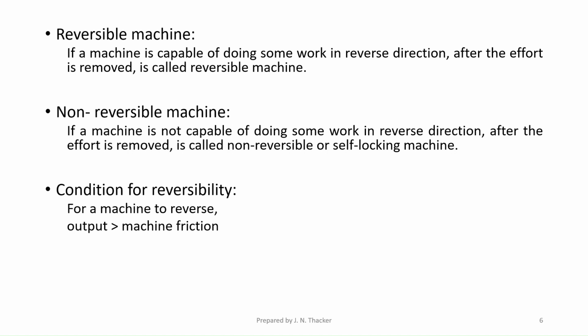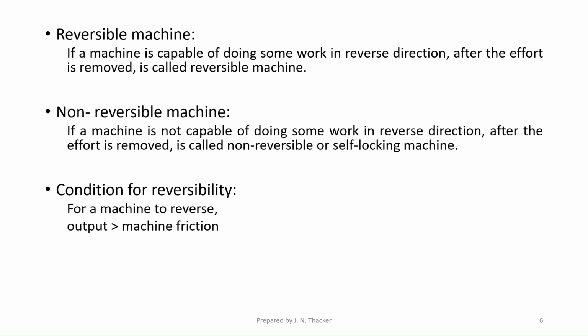Now there is a condition for reversibility. So for the machine to reverse, output should be greater than machine friction, or your machine will be stopped by the friction only. So if output is greater than machine friction, the machine can work in reverse direction.